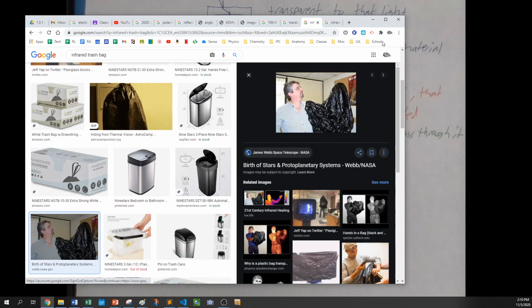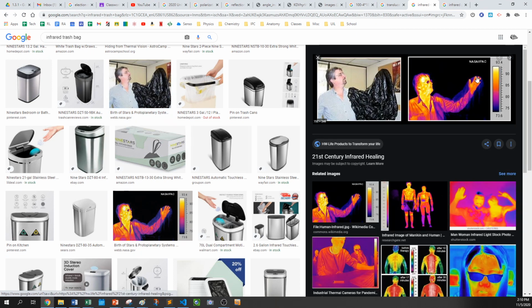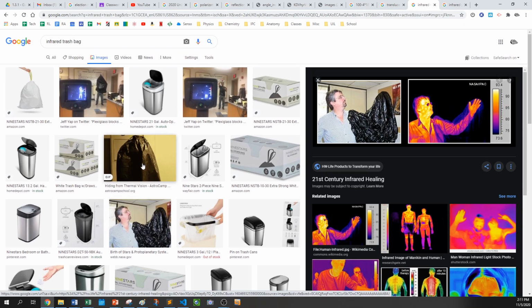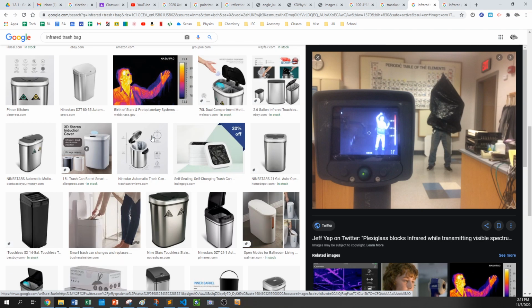So here is a picture in visible light. Here's the same image in infrared. So the trash bag is opaque for visible light, but it's transparent in infrared. Well, again, whether something is transparent or opaque depends on its wavelength.